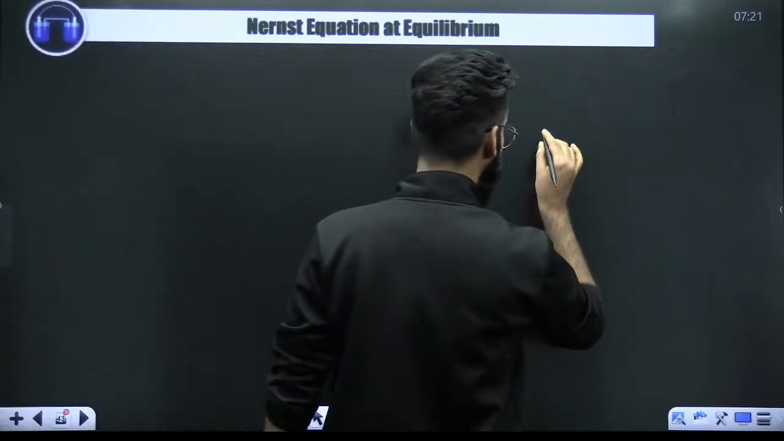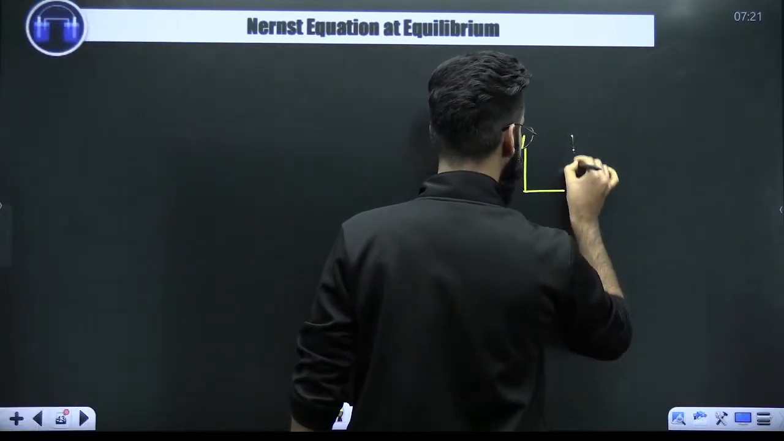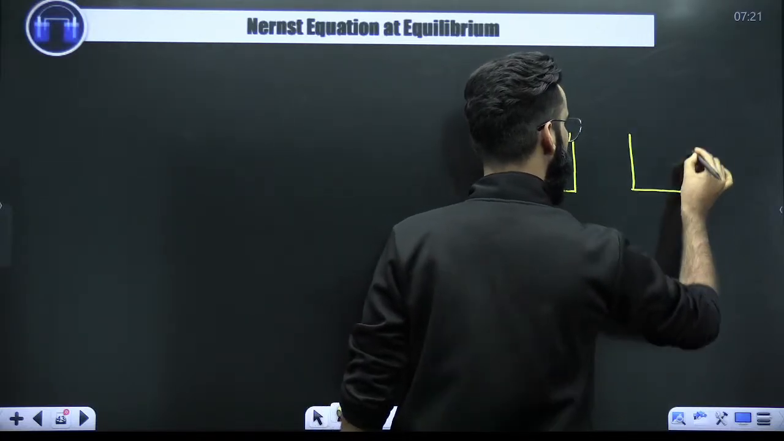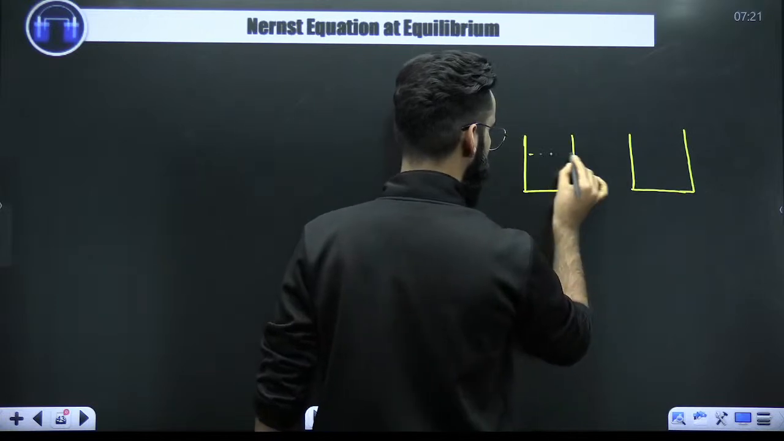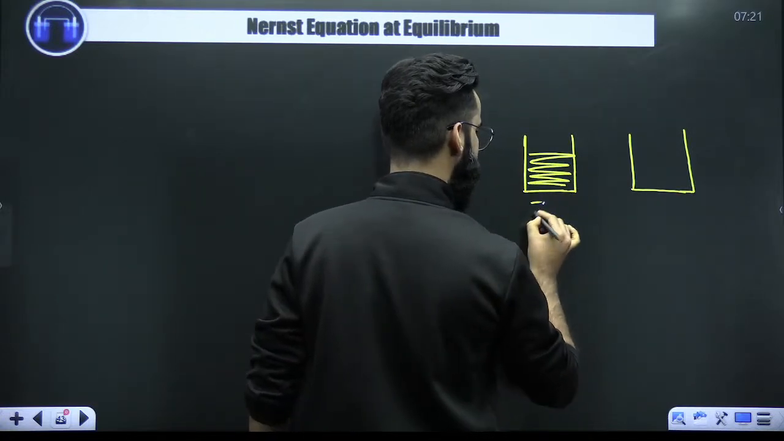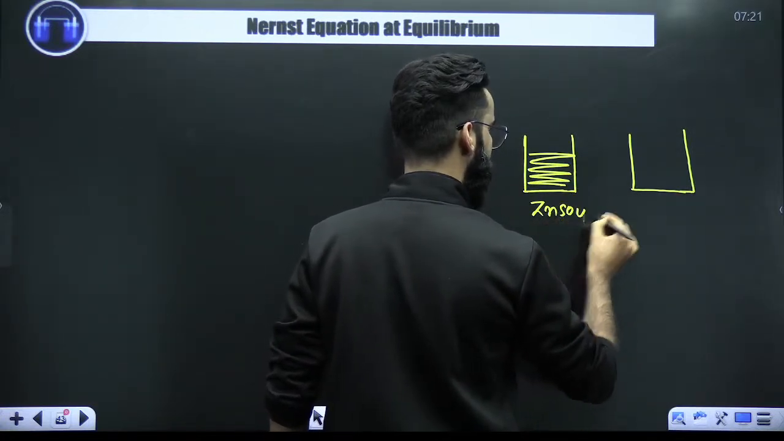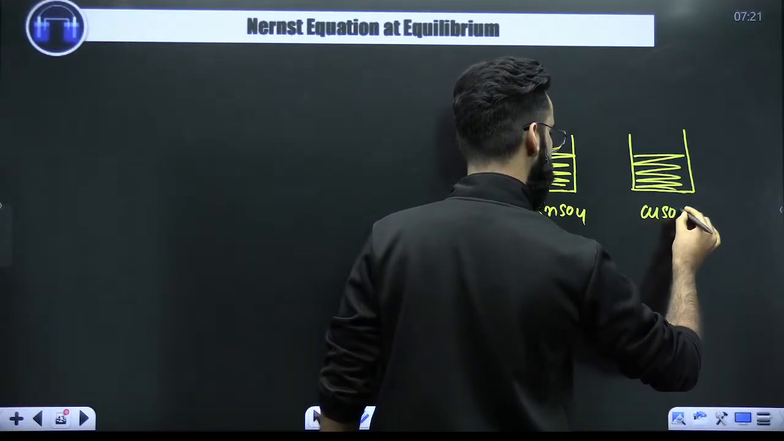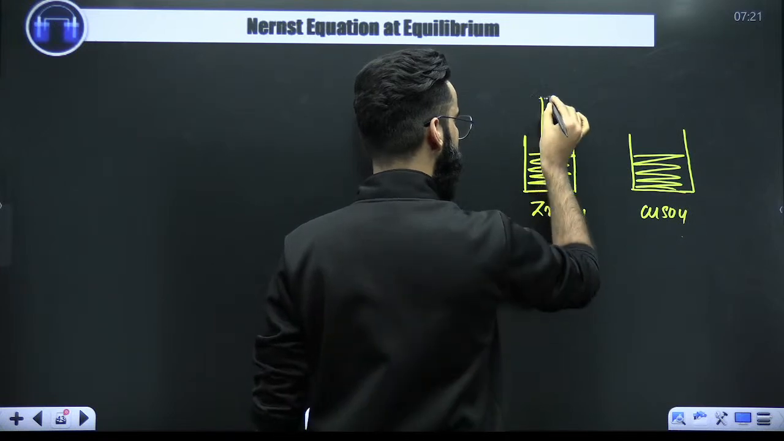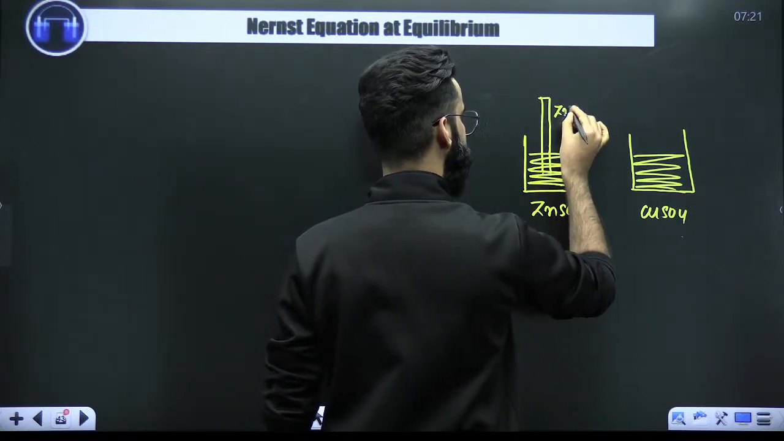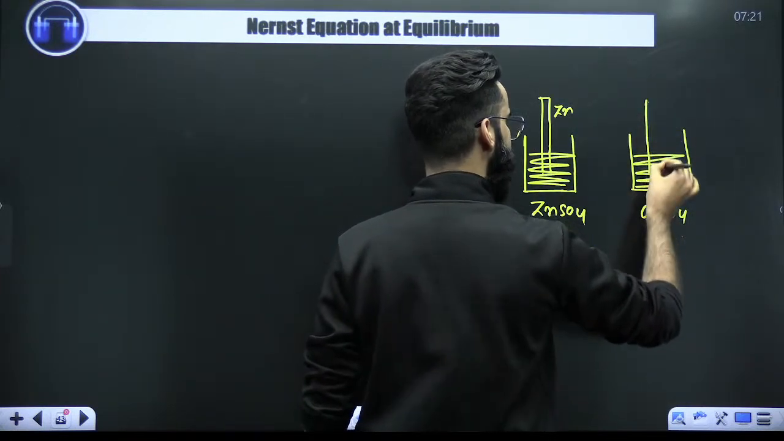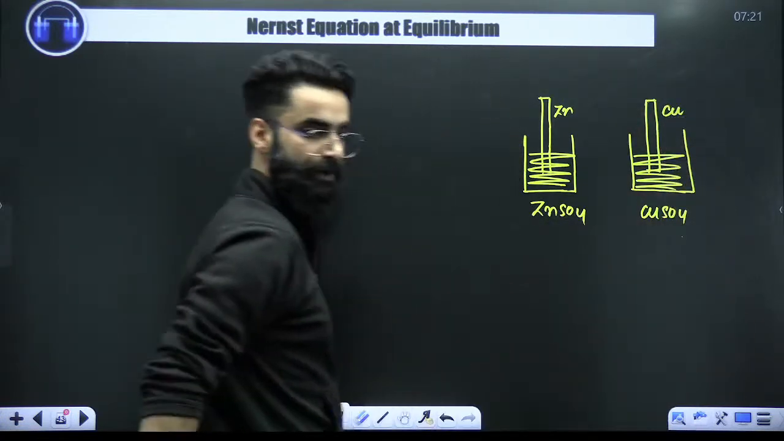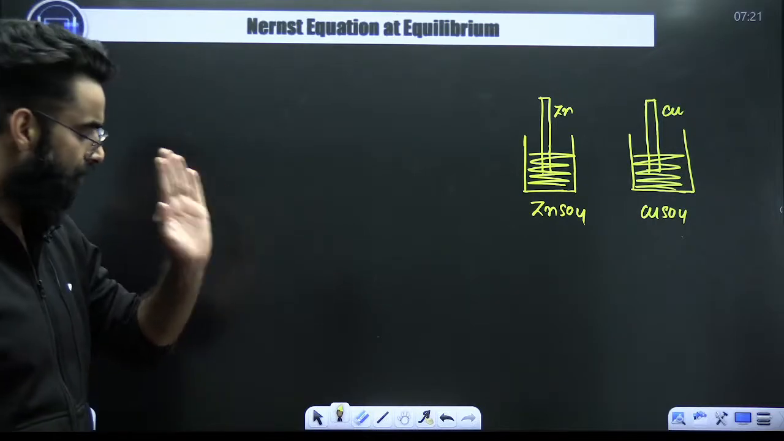Try to understand. This is one container, and this is one more container. Over here, which electrolyte you have? You have got zinc sulfate. In this particular container, which electrolyte you have? You have got copper sulfate. In this container, you are keeping a zinc rod, and here you are introducing a copper rod. So you have got two electrodes, zinc electrode and copper electrode.